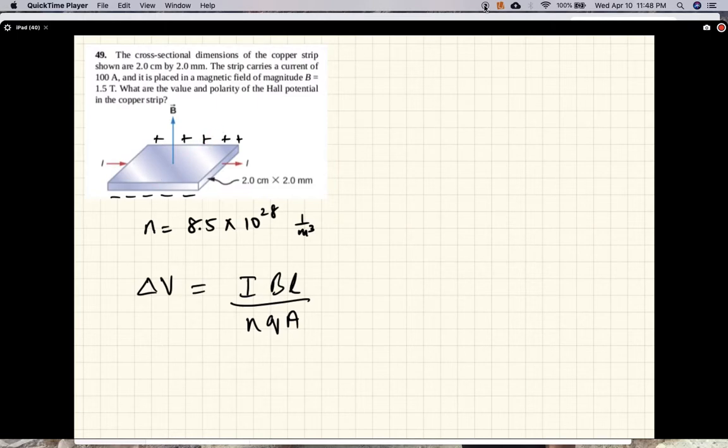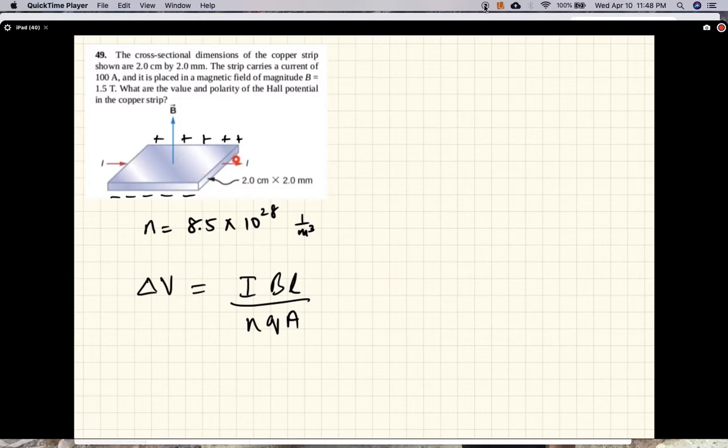in a perpendicular direction to the direction of the current and the magnetic field. So when a current flows in a material in the presence of a perpendicular magnetic field, you develop a Hall voltage. Okay, and now let me show you how to get this polarity.